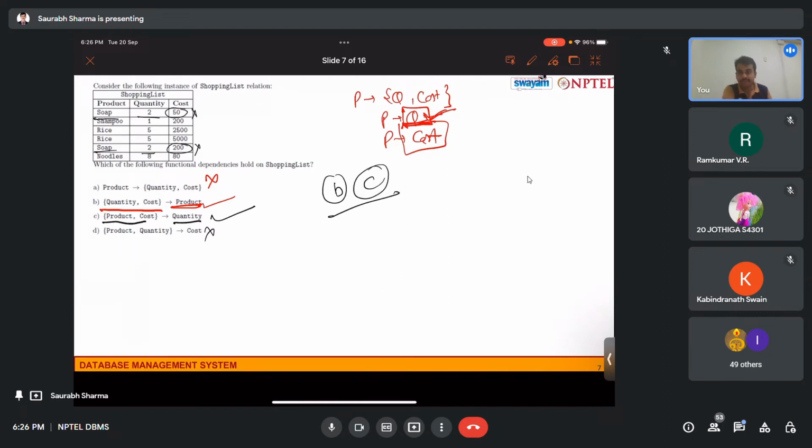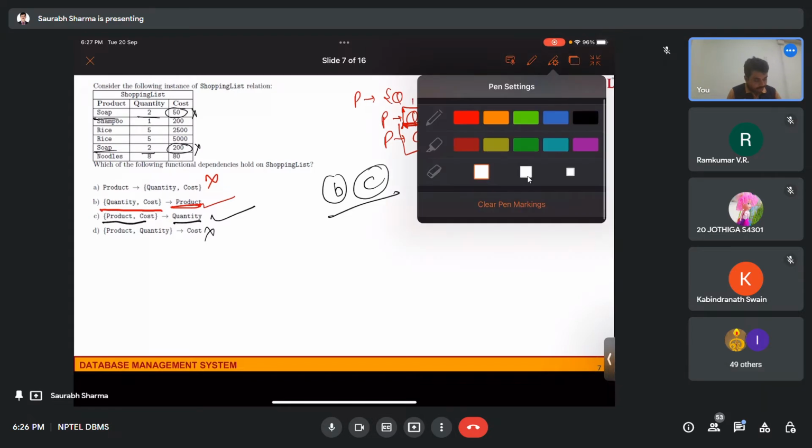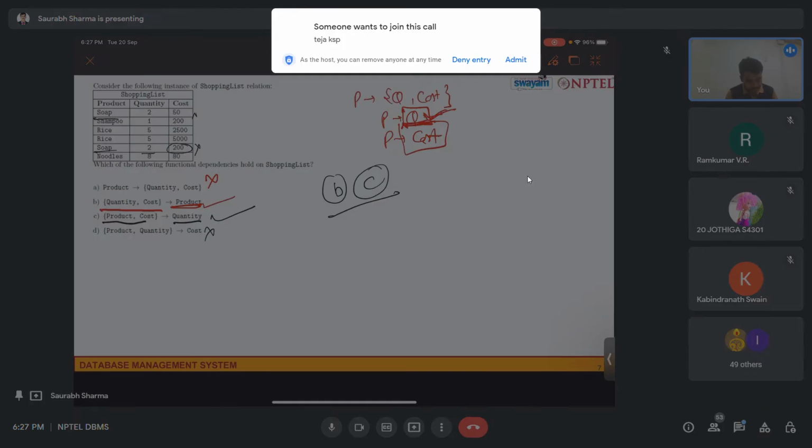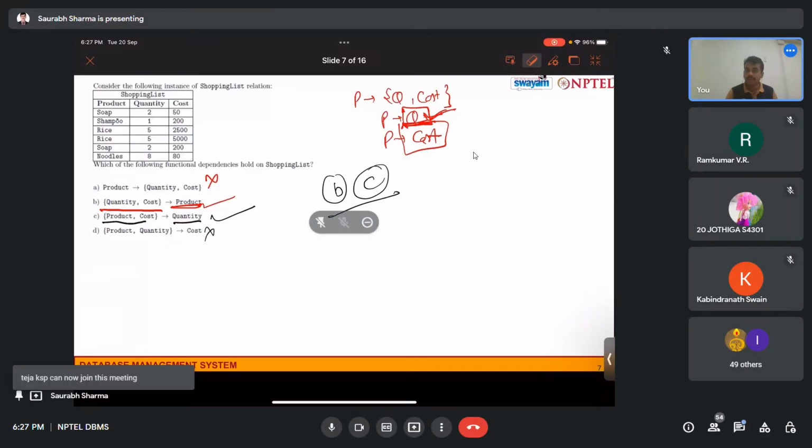What we have done is we have actually searched for the candidate key in this case. Okay, in this question it is asked of us to search for the functional dependencies which are holding.